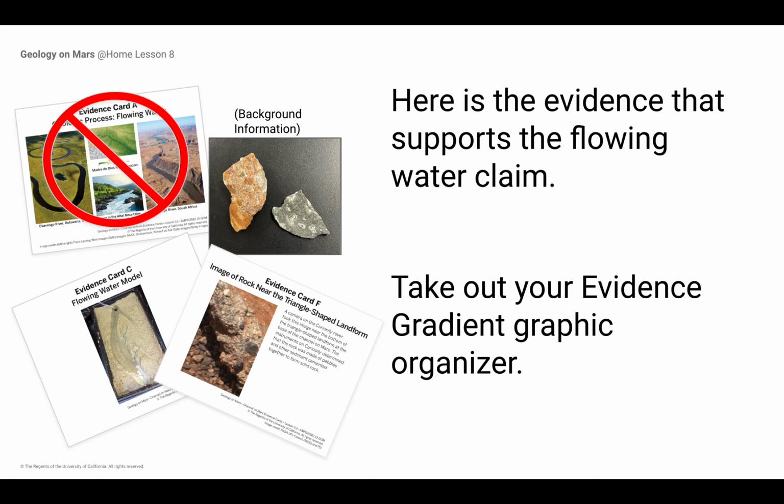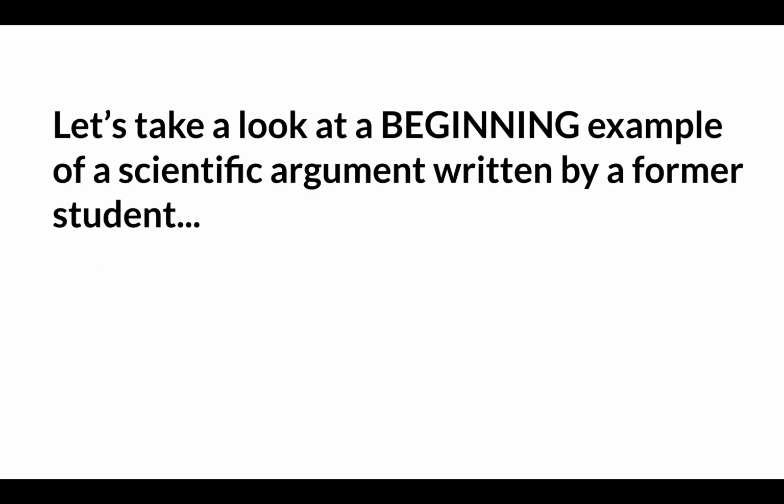So the first thing we need to do, remember, is we're gathering all the evidence that we had that supports the answer that we came up with. And of course, we know claim 1, flowing water formed the channel on Mars. If you evaluate your evidence, you know that we are not going to use evidence card A because that was the weakest piece of evidence, and you only want to use your strongest, most compelling evidence for a scientific argument.